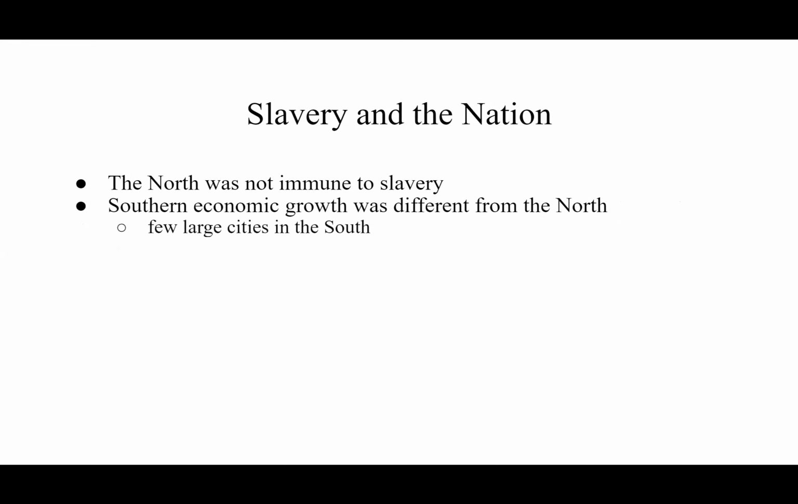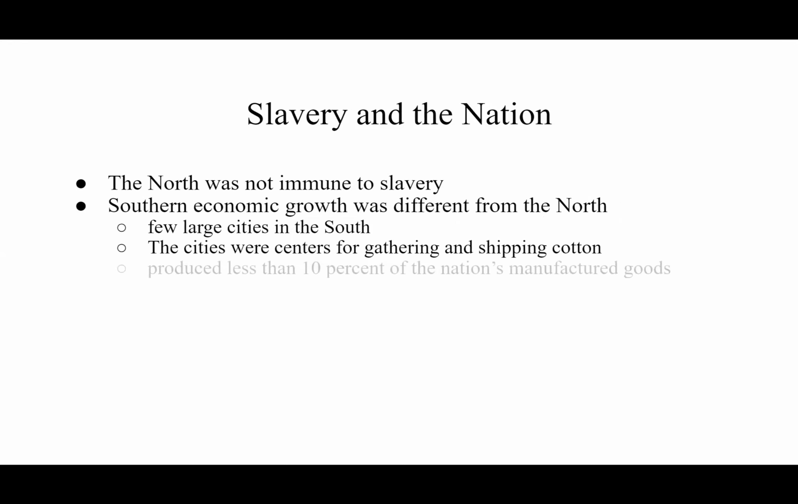There were very few large cities in the South, though. So in the North, a lot of their larger cities would be used to ship cotton and tobacco and other goods from the South because they had the bigger port cities. The South, because it was agricultural, produced less than 10% of the nation's manufactured goods. So most of the manufacturing, in fact, a large majority of that is happening in the North. So we can see the North is very industrial with factories.